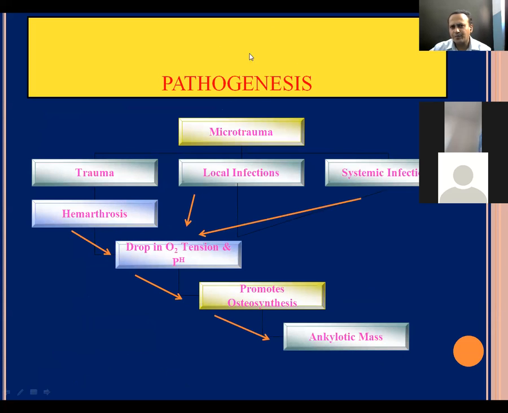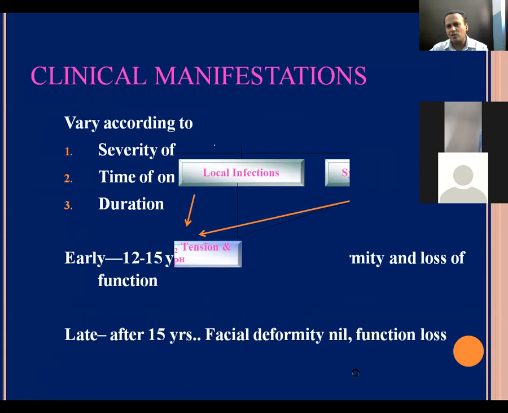Pathogenesis: trauma, microtrauma, infections, all these can lead to hemarthrosis and can lead to a drop in O2 tension and pH. This drop in O2 tension and pH will promote osteogenesis. This osteogenesis leads to the formation of an ankylotic mass.